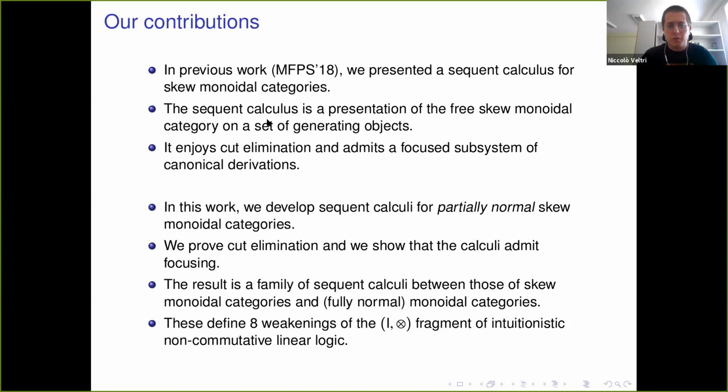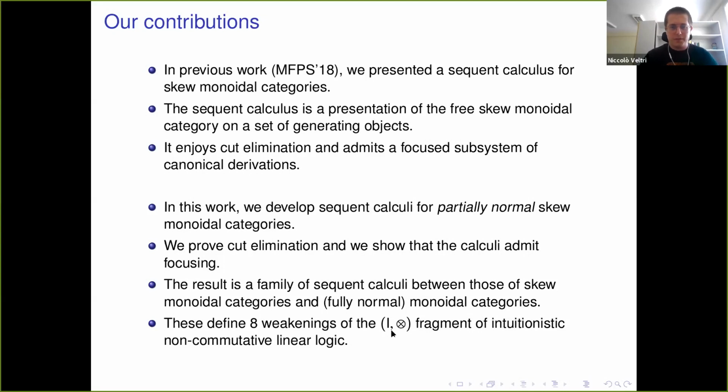And here we continue on this line of work, where we develop sequent calculi for partially normal skew monoidal categories, where partially normal here means that one or more normality conditions are enabled. And we prove cut elimination, we show the calculi admit focusing, and what we obtain in the end is a family of sequent calculi that sit between those of skew monoidal categories and the one of monoidal categories, so the fully normal monoidal categories, which is actually due to Lambek. And at the level of derivability, we define 8 weakenings of the multiplicative fragment of intuitionistic non-commutative linear logic. So we only have two connectives here, so unit and tensor.